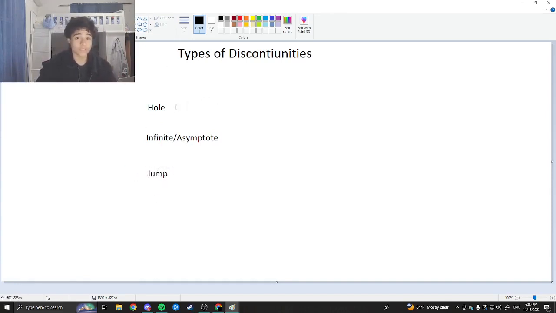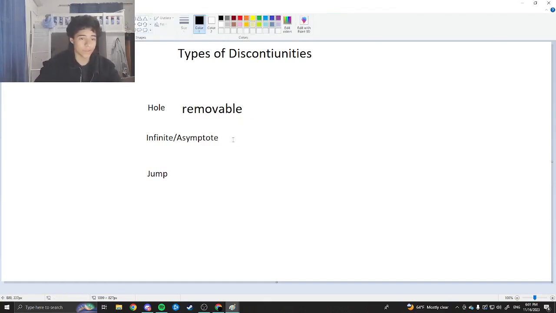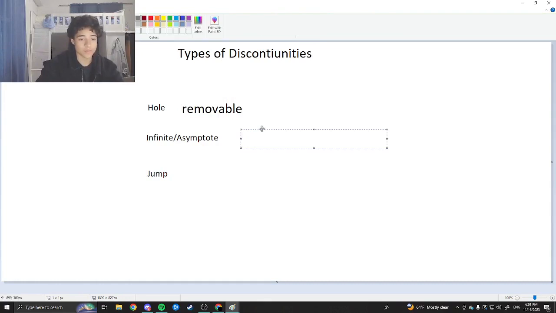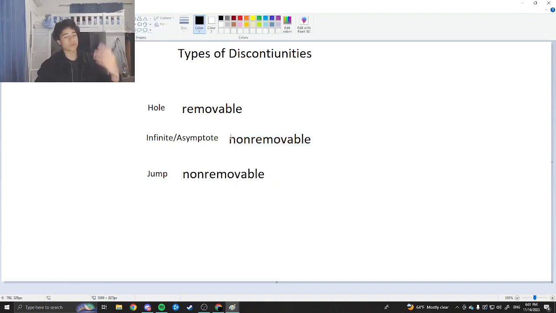What you have to know about these is that the hole discontinuity is removable. The infinite discontinuity or the asymptote discontinuity is non-removable, and so is the jump discontinuity. So these two down here are non-removable, and the top one is removable. But what are these different types?